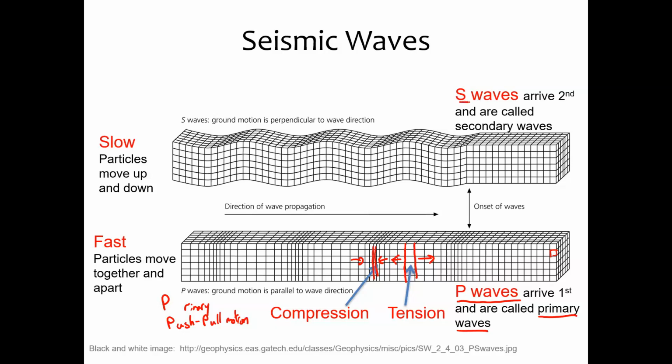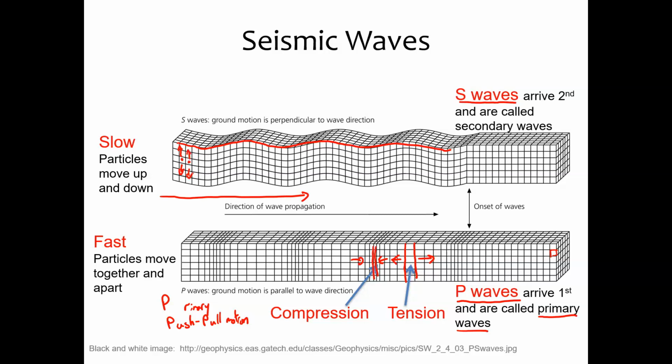S waves are a little bit different. They're a little bit more like what you think of when you think about waves on an ocean, but they don't work exactly the same. They just kind of look the same superficially. S waves are either up and down or side to side motion. So the wave is still propagating in this direction, but the actual motion of any one given particle is up and down. And that pulls nearby particles up and down with it.